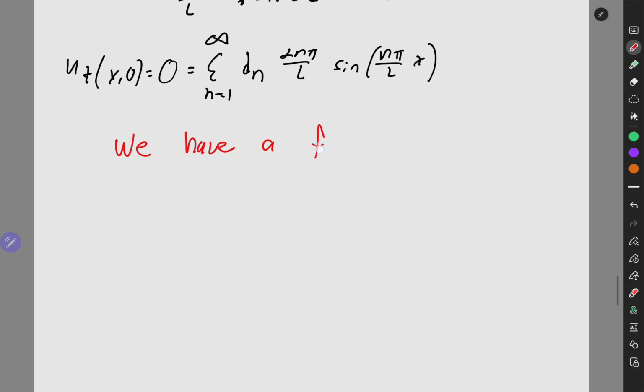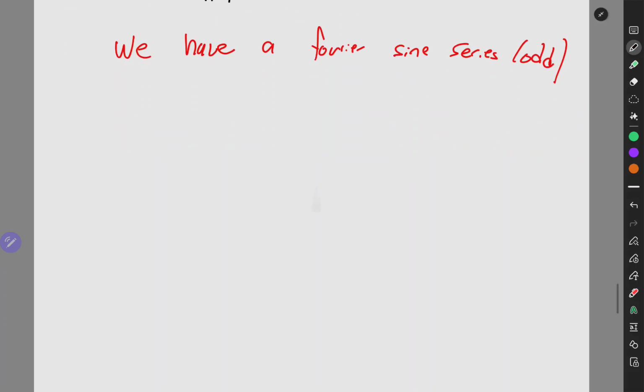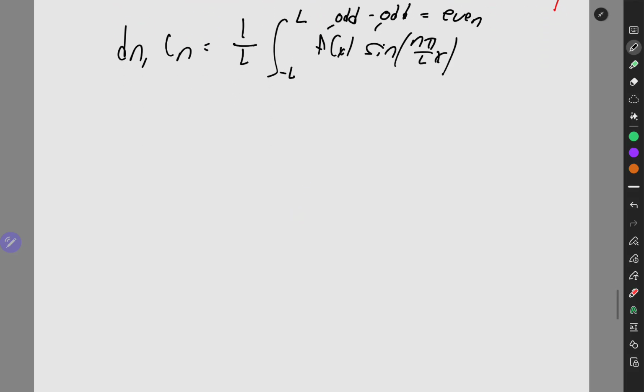So we have a Fourier sine series, which is odd. So that tells us that d sub n and c sub n are both going to be equal to the integral from negative L to L of f of x sine n pi over L times x, where f is an odd function, sine is an odd function, and that times that is an even function. So obviously it's going to be integratable, or else we wouldn't have the solution, right? So let's find d sub n.